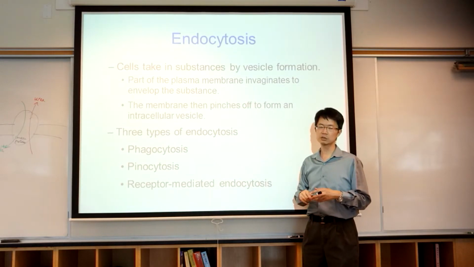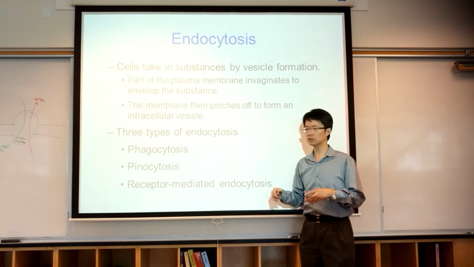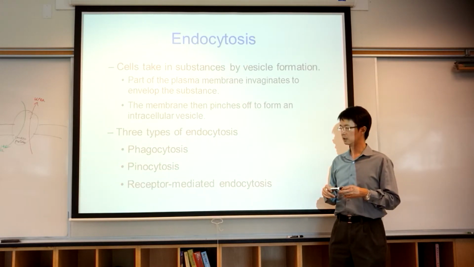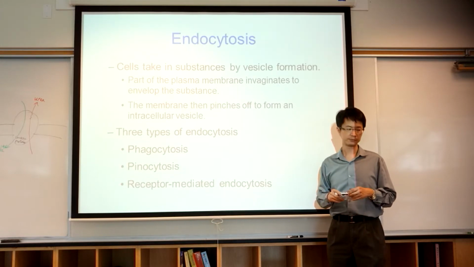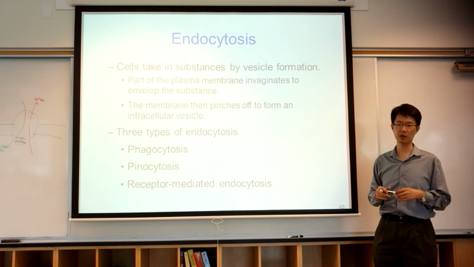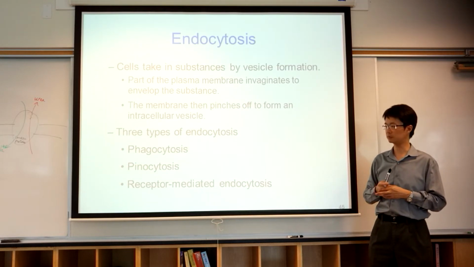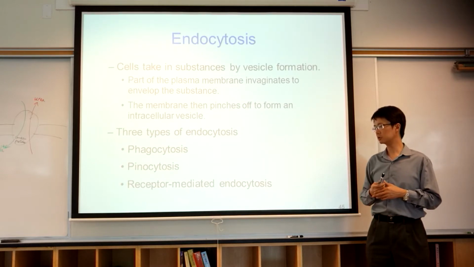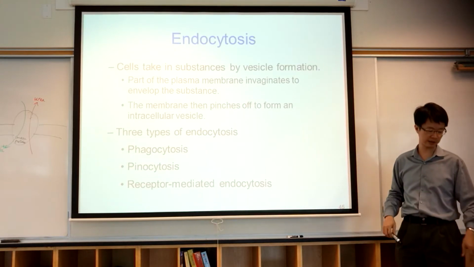Phagocytosis, you can see it most commonly in the white blood cell, especially in those macrophages. Pinocytosis, it literally means water drinking. Sometimes the cell will engulf the solution or water outside of the cell to replenish the loss of the cytoplasm. Receptor-mediated endocytosis has something to do with a specific molecule that gets into the cell.